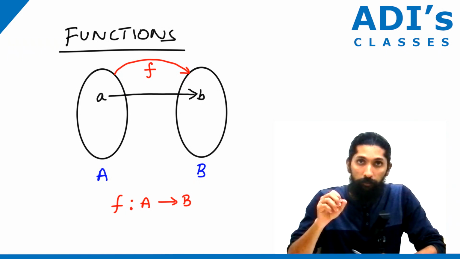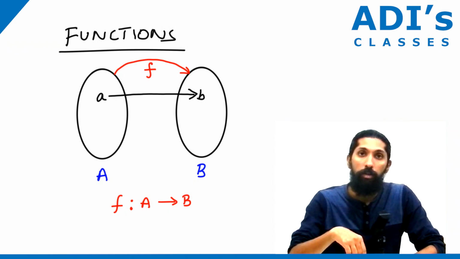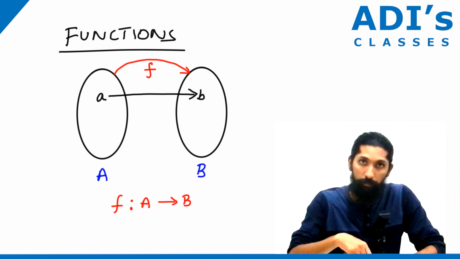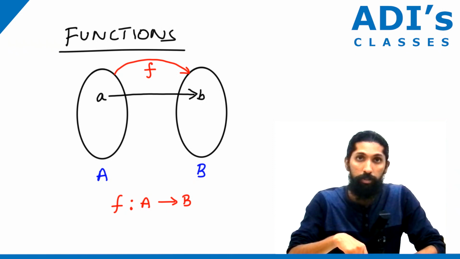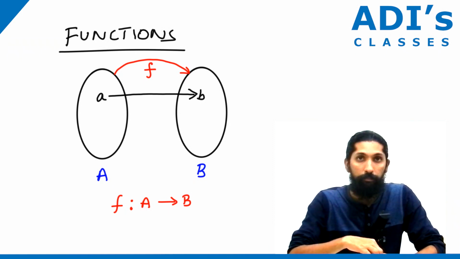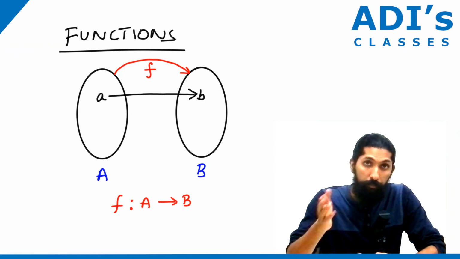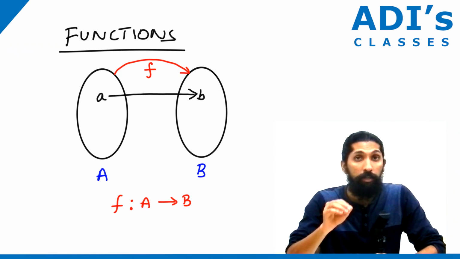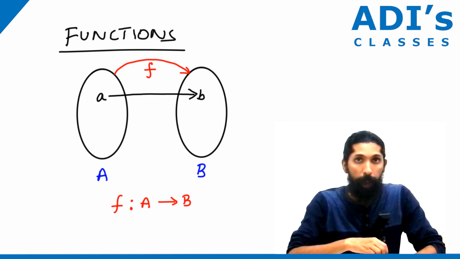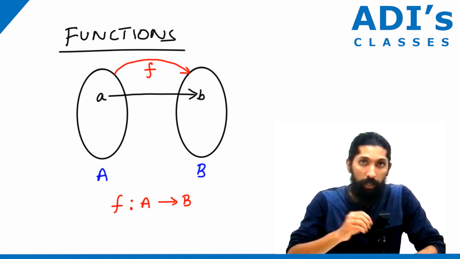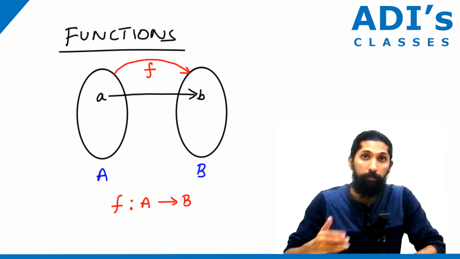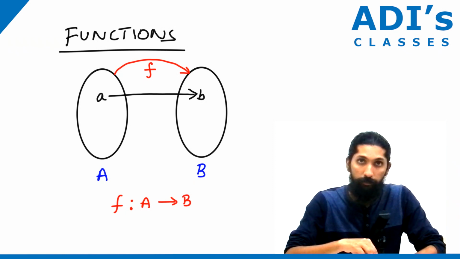Okay, now in a function, for every image there has to be a pre-image. Pre-image is what? Pre-image is an element in the domain. Image, you guys know what it is. Pre-image is nothing but the element in the domain. So this is how we define a function f. For every function f which goes from domain to range, we have f from A to B, what you are seeing. Fair enough?